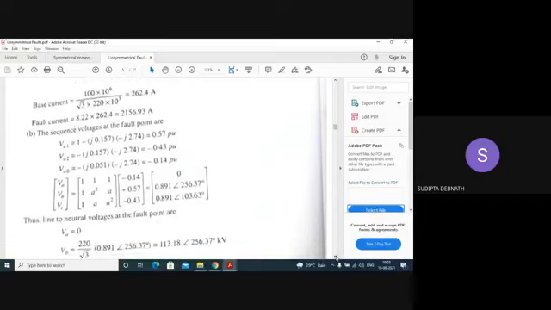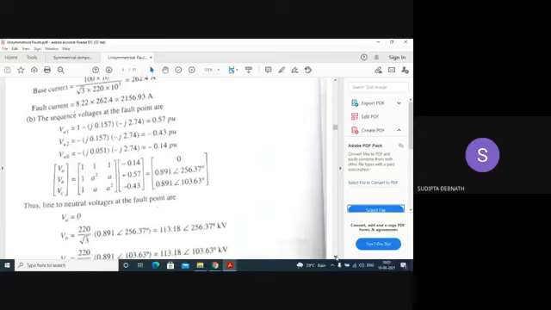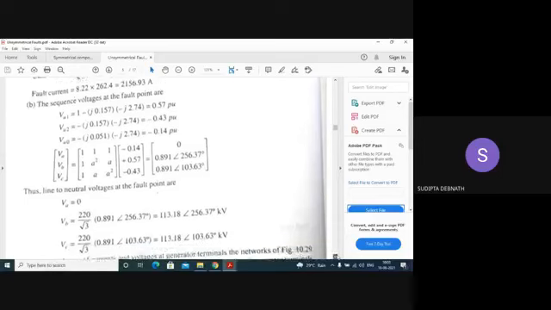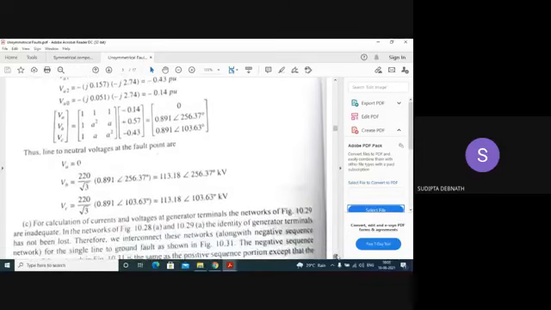Now the line to neutral voltages at the fault point are VA, VB and VC. You multiply by the base phase value, 220 by root 3, to get the values in volts. These are the values in per unit, so to get the values in volts, you multiply by the base voltage.